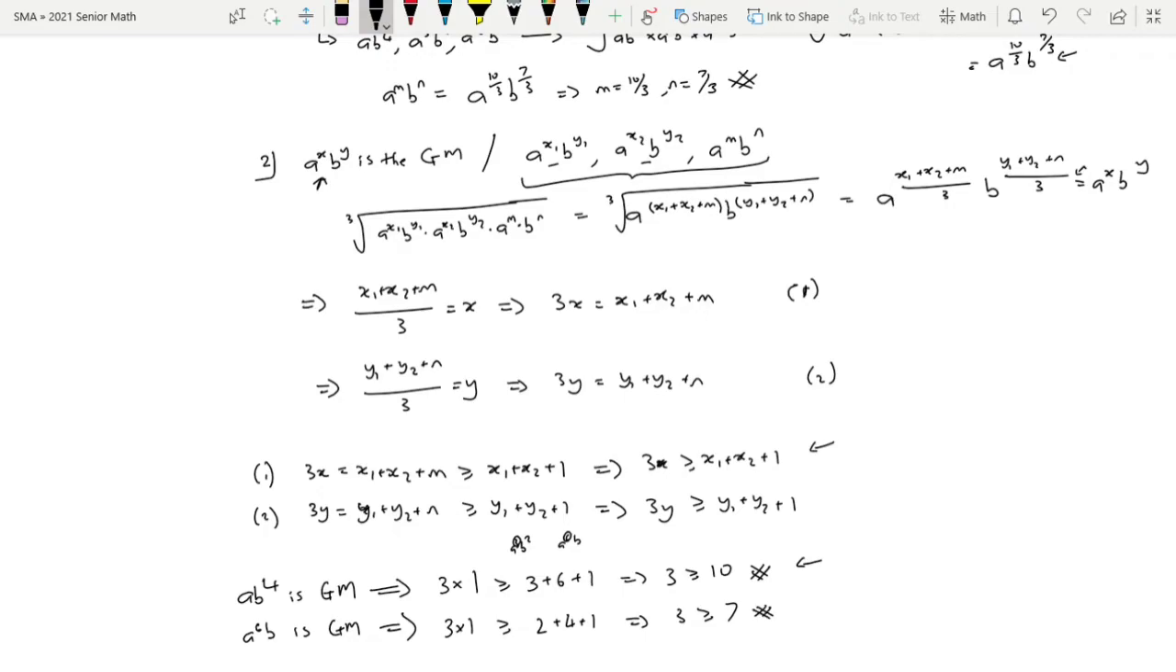So I'll just explain what I explained for the other one. In this case now, if a raised to power 6b is the GM, we know the other two numbers are going to be ab raised to power 4 and a cubed b squared. So this is going to be y1 and this is going to be y2. And then in a raised to power 6b, 1 is going to be y. And from here, we have this inequality that 3y is greater than or equal to y1 plus y2 plus 1. It means that 3 has to be greater than or equal to 7. But that's not possible. And so that gives us the contradiction here.